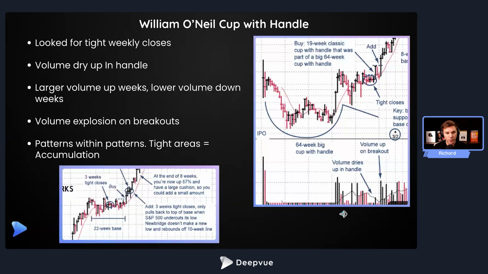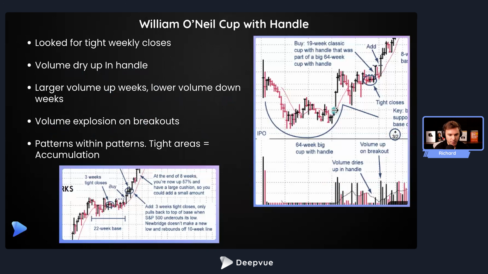And here's an example with William O'Neill. The cup and handle is basically an example subset of a volatility contraction pattern. William O'Neill looked for tight weekly closes, which is a key part of VCPs. He looked for volume dry-up in the handle. That's an element of constructive volatility contraction patterns. He looked for larger volume up weeks, lower volume down weeks, a volume explosion on breakouts.